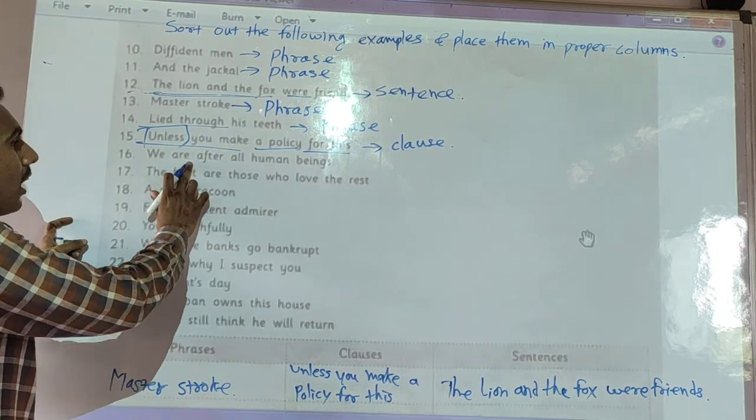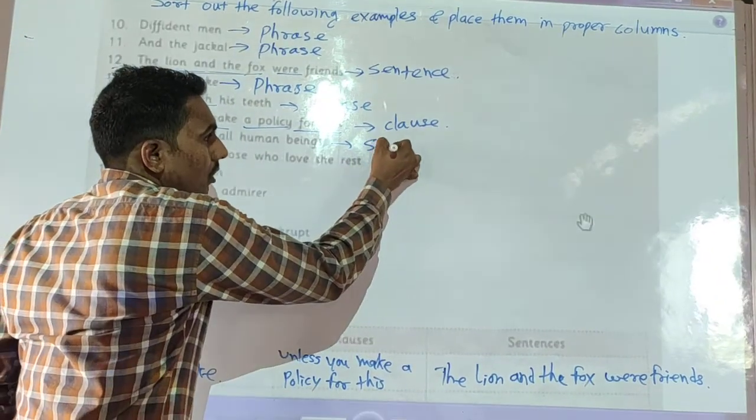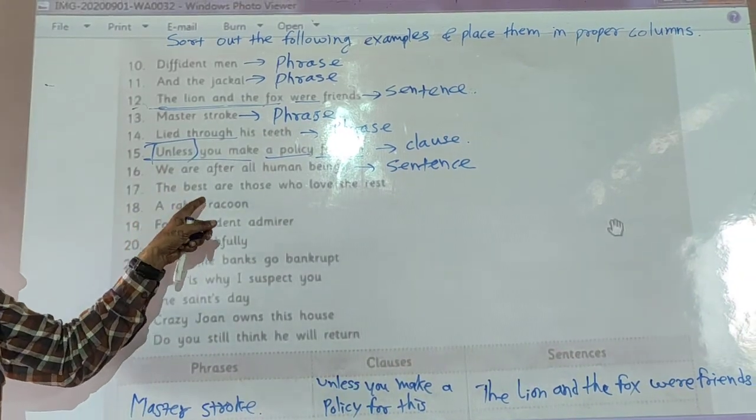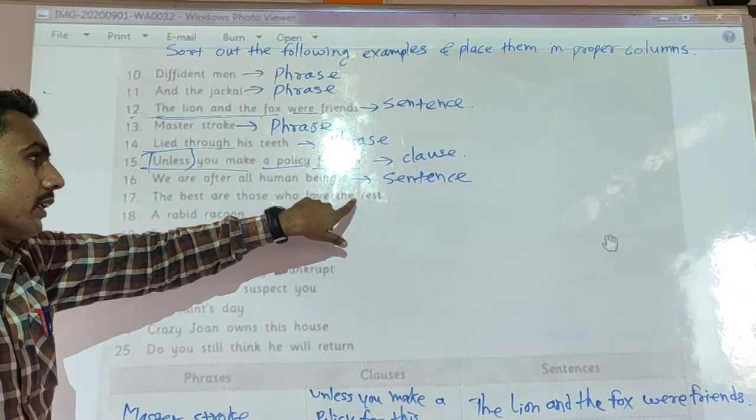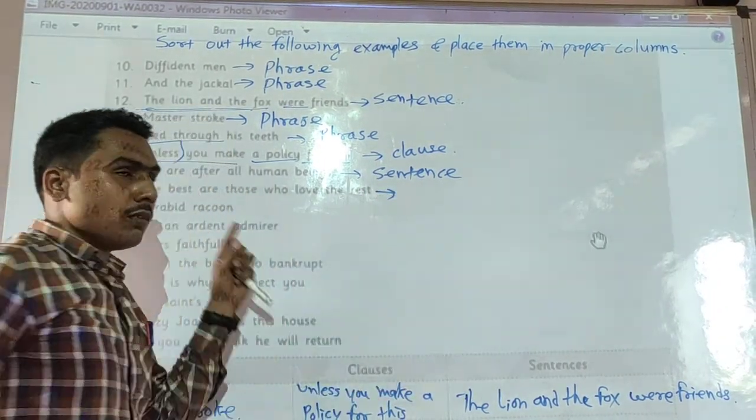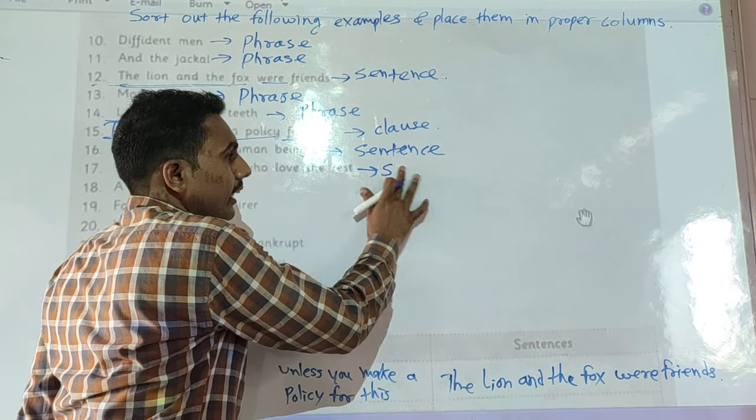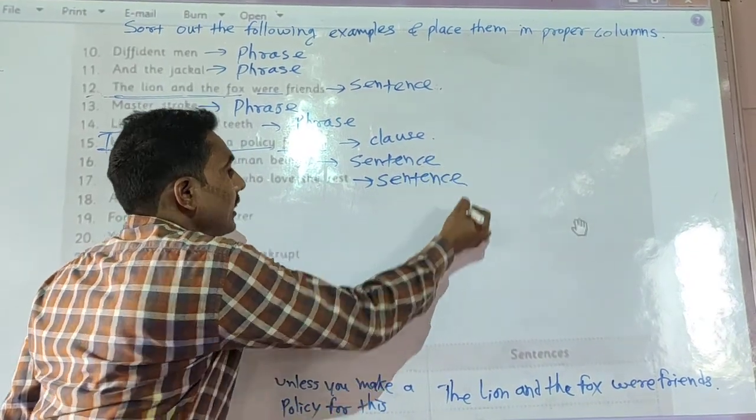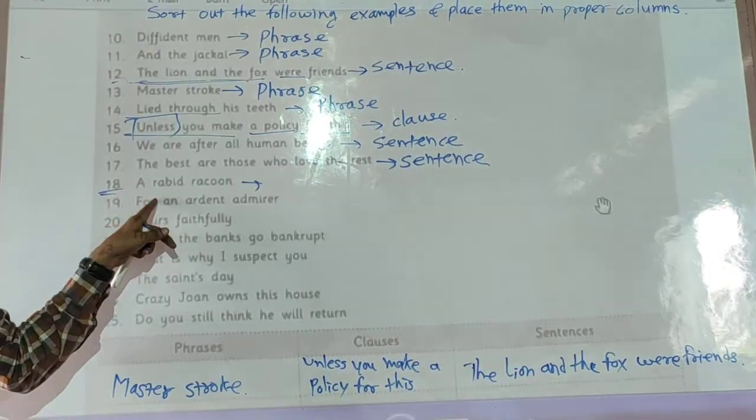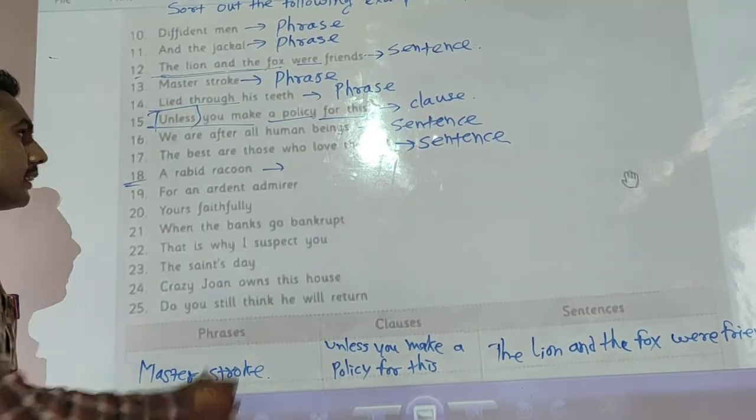Then next one is "we are after all human beings", and we can write this into sentence. The next one is "the best are those who love the rest", and we can put this example into the sentence column. The next example is "a raccoon", and it is also one phrase. So you can write this example into the phrase column.